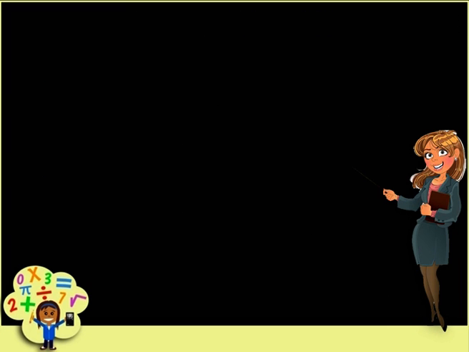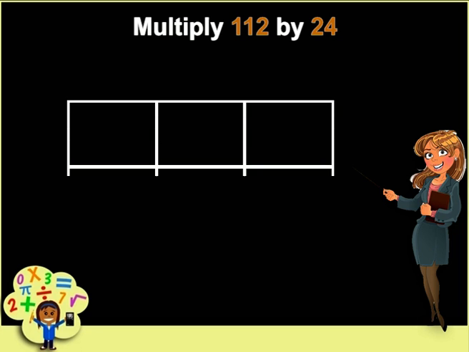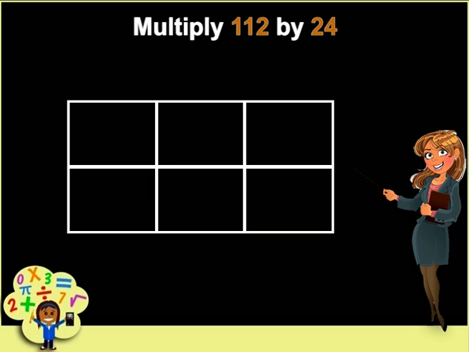Let us try one more example with one 2-digit number and one 3-digit number. Let's multiply 112 with 24. First of all, we will draw the squares required to multiply 112 and 24. 112 is a 3-digit number and 24 is a 2-digit number. We will draw 3 columns and 2 rows as shown. We will write first number on the top, say 112, and the other number on the left side, say 24, just as shown to you.